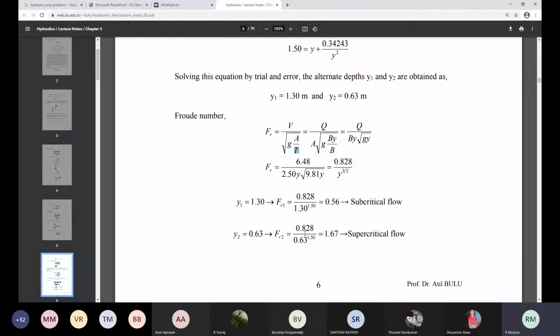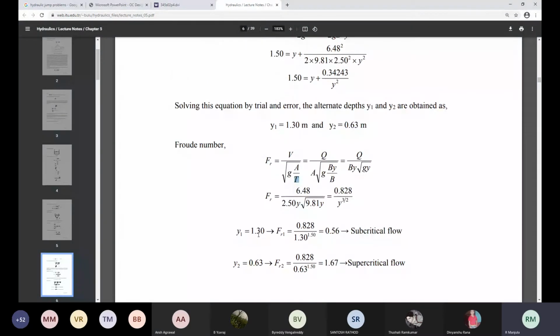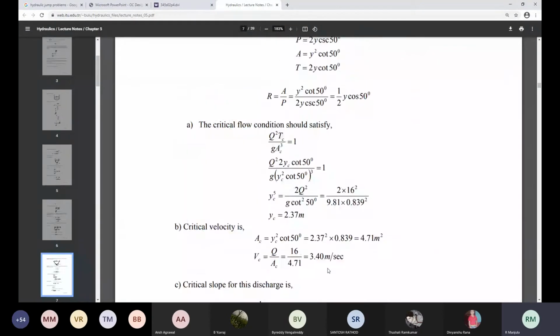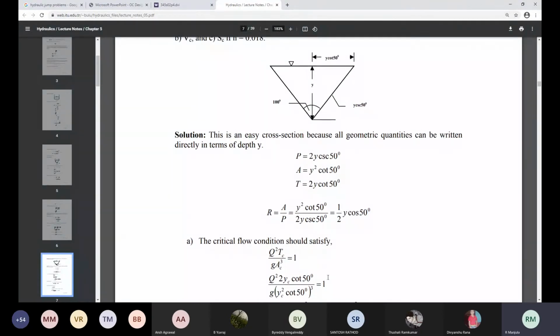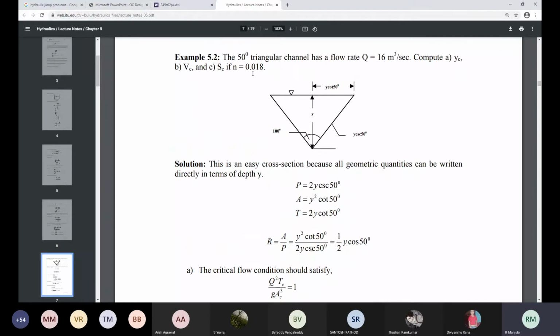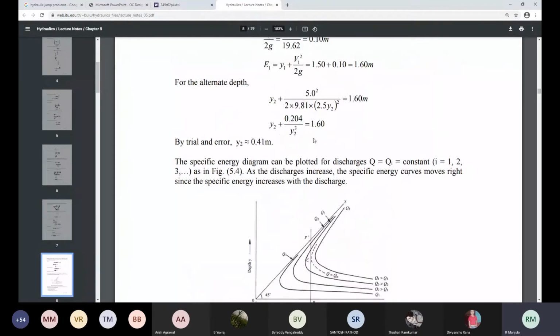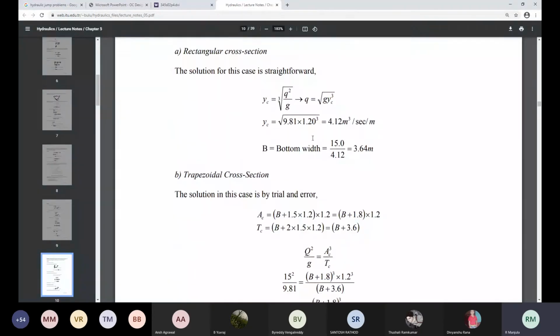So now you can find F1 and F2. F1 corresponds to y1, subcritical flow, 1.3 meter. y2 corresponds to 0.63 meter. It is a supercritical flow. F2 is 1.67. I think you have seen this problem in yesterday's class, right? This is the 50-degree triangular channel section. This problem we already discussed. And next we will see the next problem.